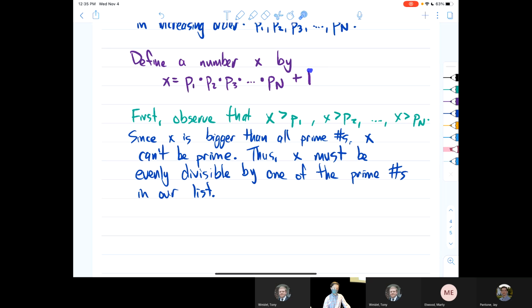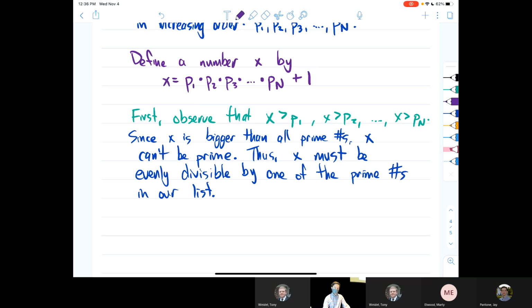But here is the key of where this plus 1 makes a difference. If I didn't have this plus 1, to ignore that for a second, then this number x, so it's just the product, this is divisible by all my prime numbers. It's divisible by p1 because it's p1 times an integer. It's divisible by p2 because it's p2 times an integer, being all of these other ones. But if I add 1, that guarantees that it's no longer divisible by any of these.